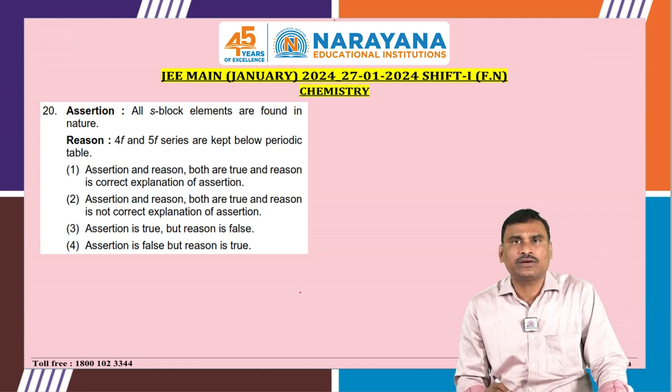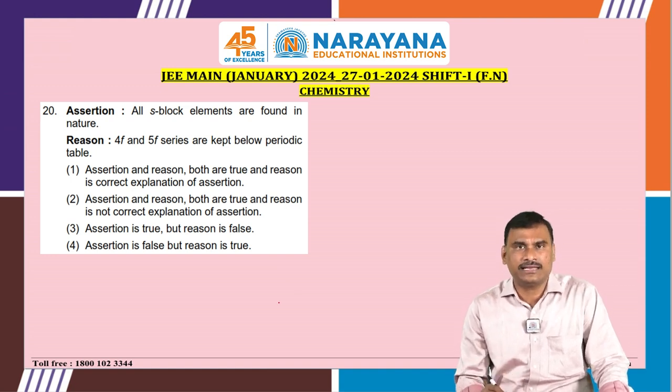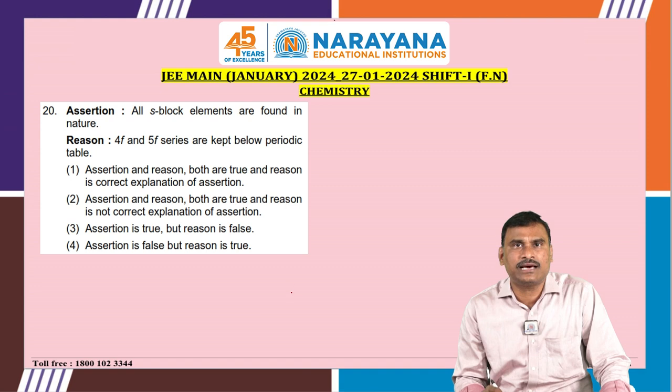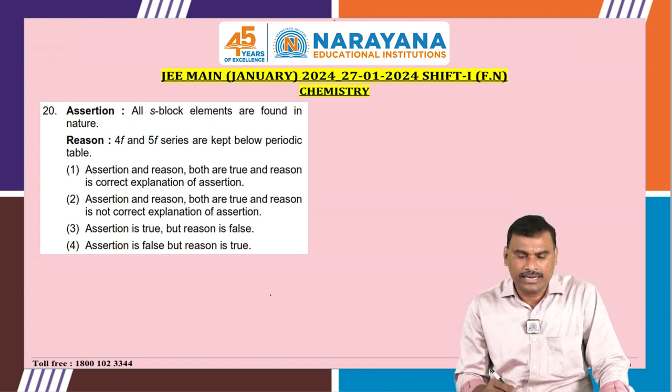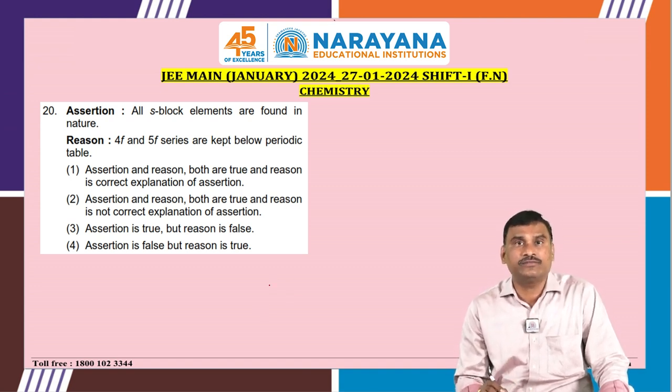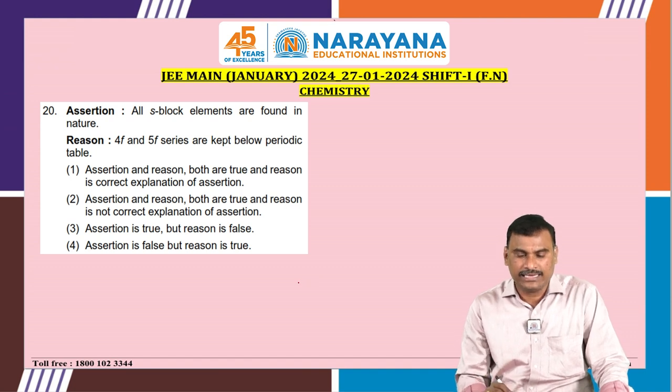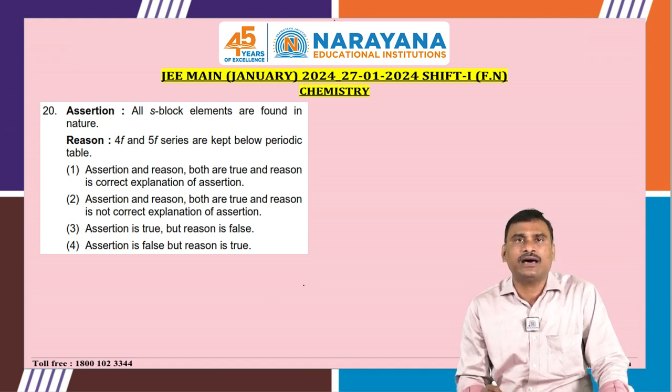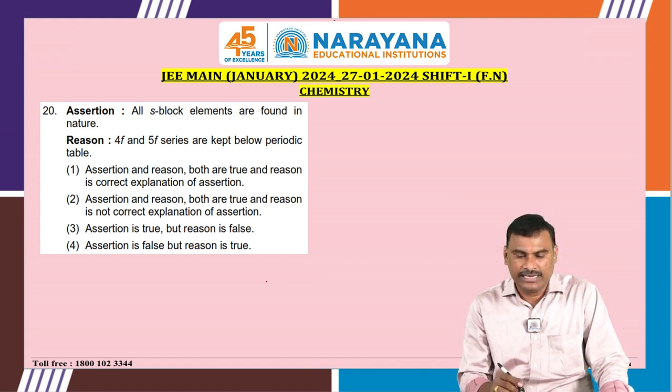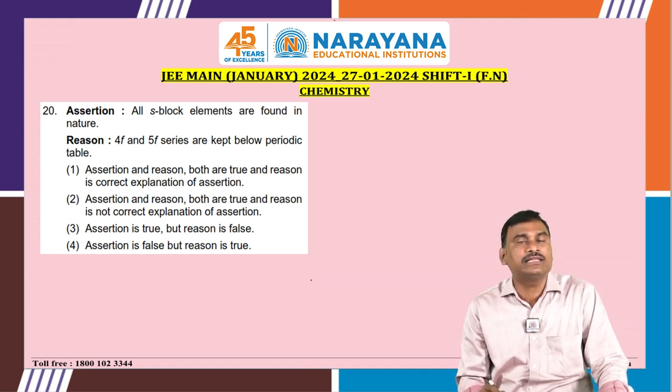I think the question may be asked in another way, because these are completely memory based. We cannot justify this as an absolute question. We can think that s block elements occur in nature in free state, maybe that is the question. But here it is given that all s block elements are found in nature. Yes, most of the s block elements occur in nature.